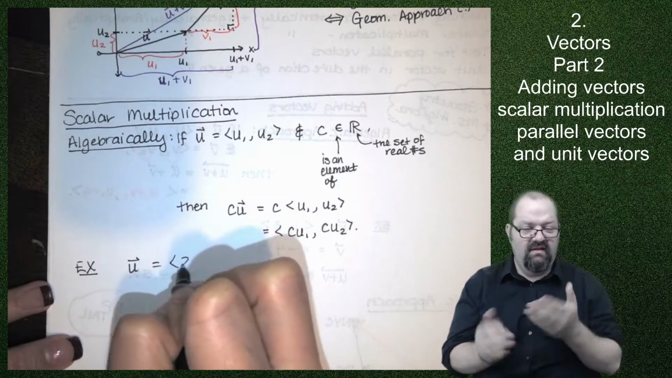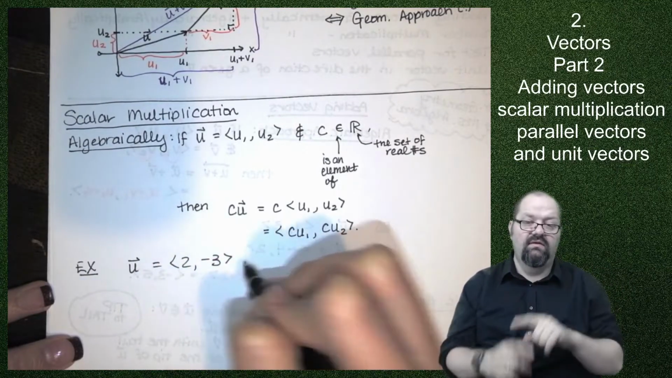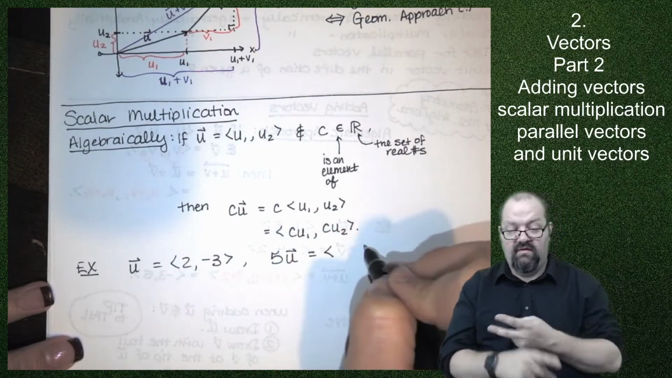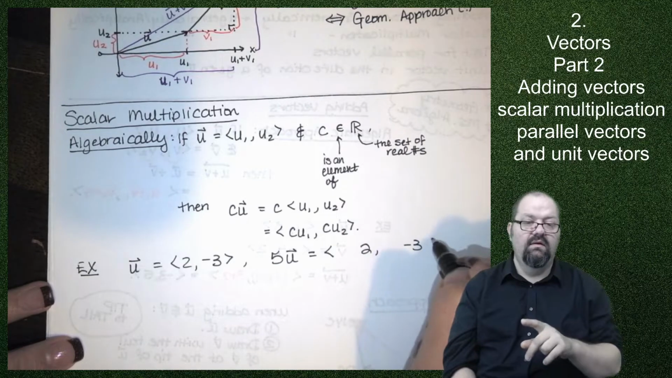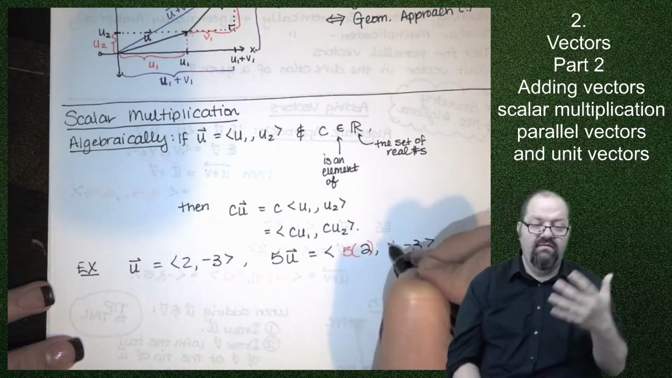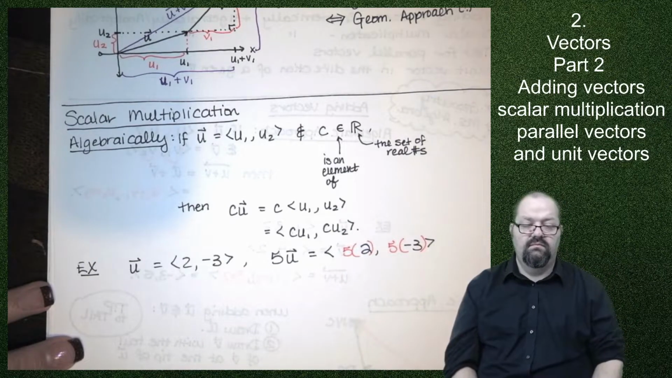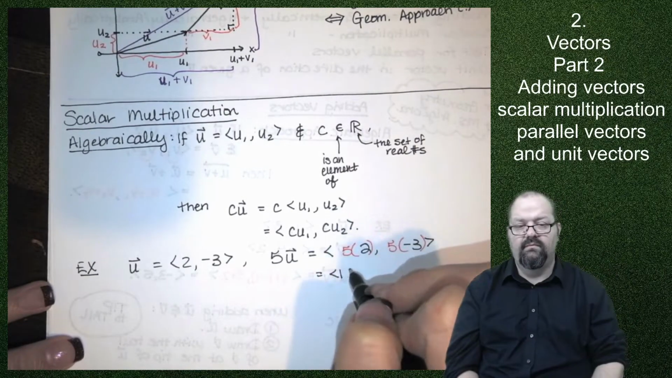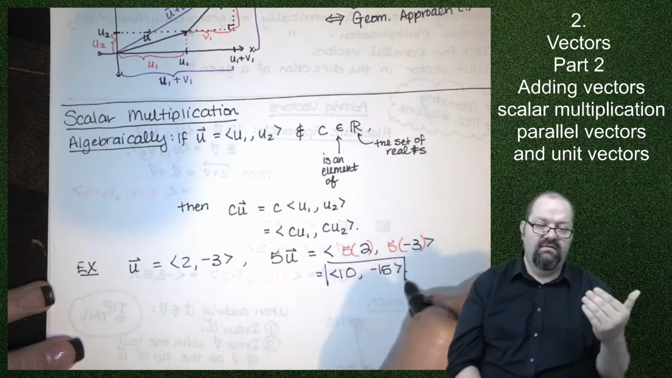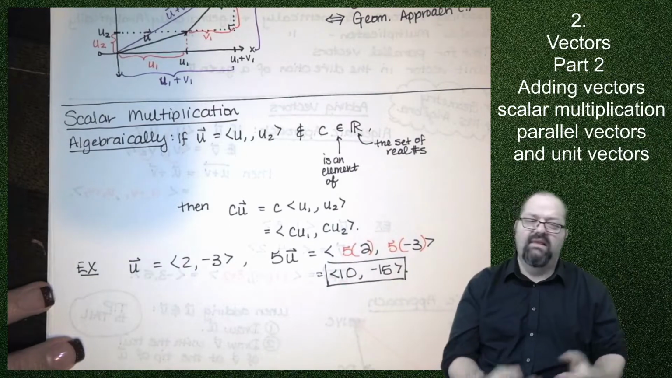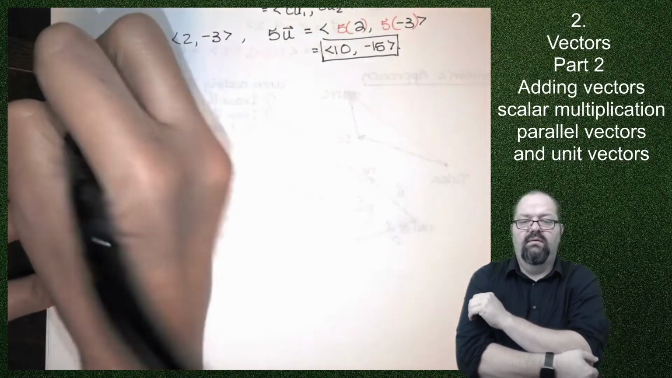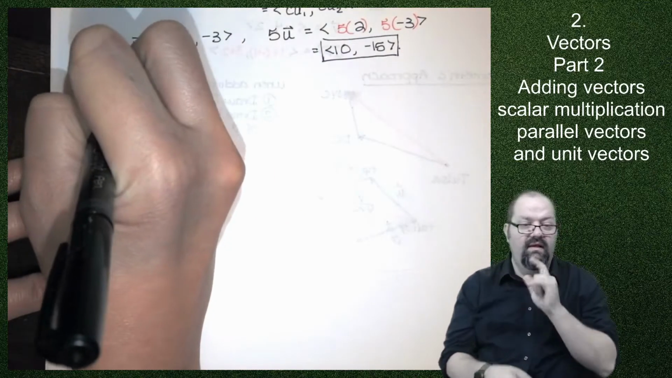u is the vector 2, -3. 5 times u is, I take the vector 2, -3, and I multiply each component by 5. Multiply the 2 by the 5 and the -3 by the 5. And that's going to give me a 10 and a -15. Super easy. All right. That's multiplying by a scalar algebraically.